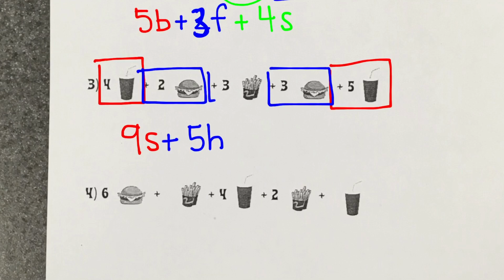And then this one has an operation of plus 3 fries is what's left. Okay? All right, but in 7th grade, they are going to start putting like negatives in front of these. Okay?